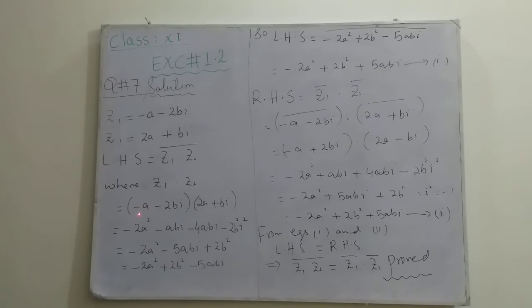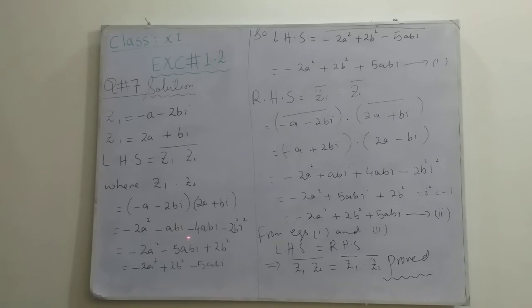So when we multiply minus a with 2a, we have minus 2a square. Then multiply minus a with b iota, we have minus ab iota. Then multiplying minus 2b iota with 2a, we have minus 4ab iota. Then multiplying minus 2b iota with b iota, we have minus 2b square iota square. Here the value of iota square is minus 1. So this minus and minus becomes plus. It becomes 2b square.